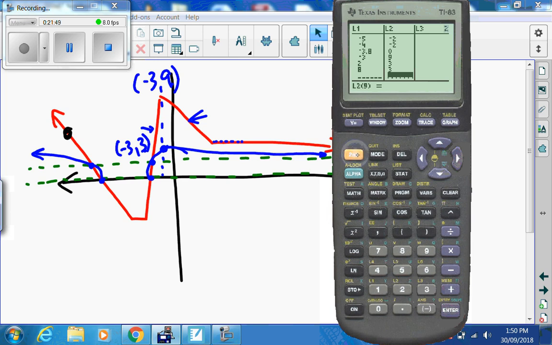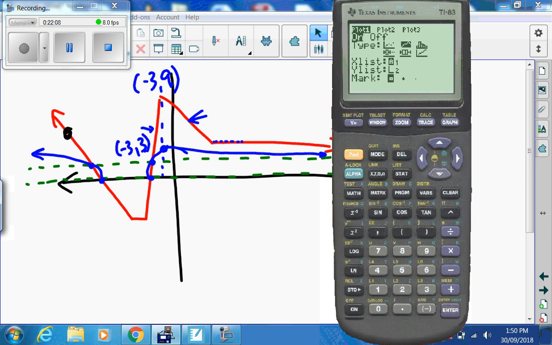Okay, now watch this. I'm going to go second y equals. And this takes me to my stat plot. All right? Now I'm going to hit enter on plot 1. I'm going to turn it on. And then I'm going to say I want you to connect the dots.